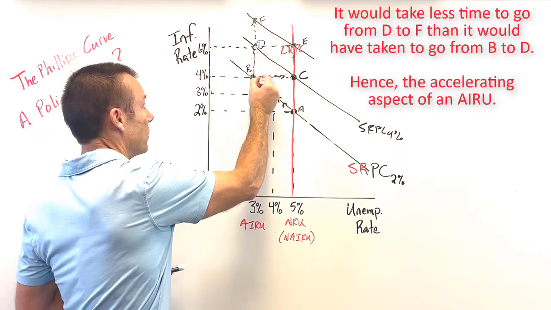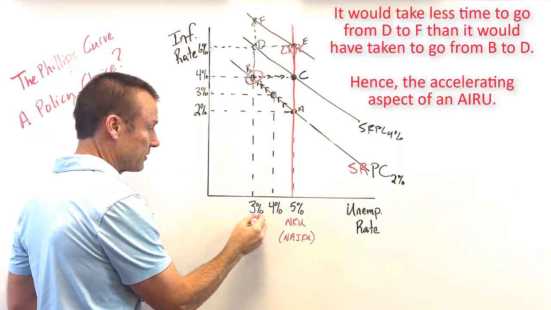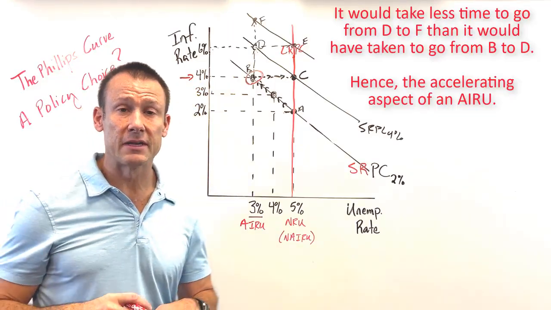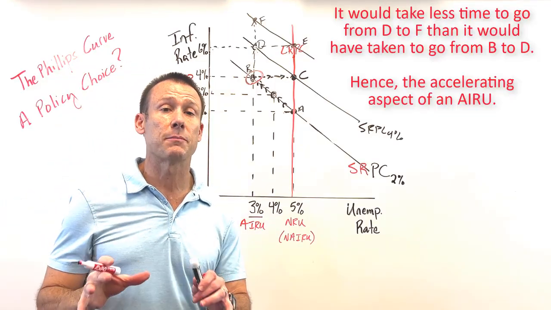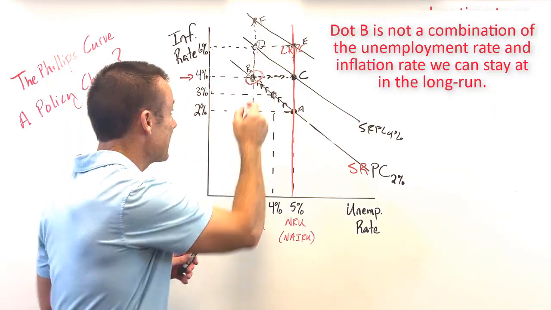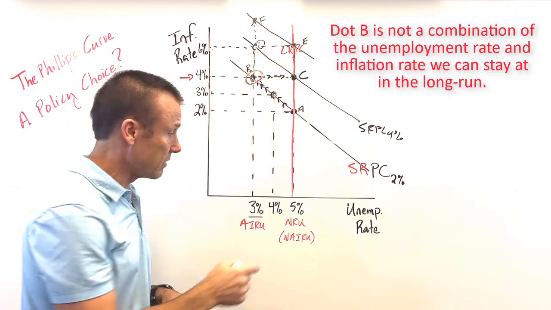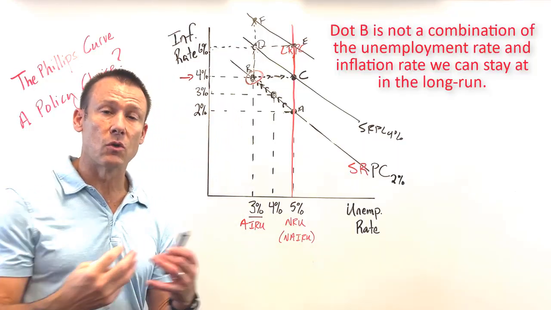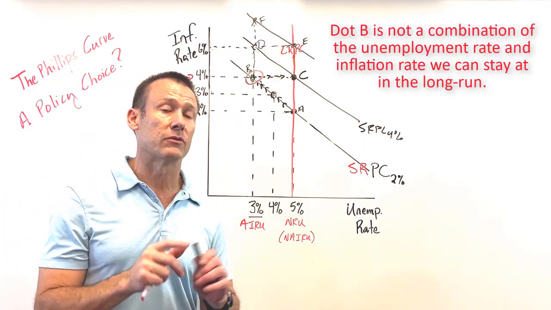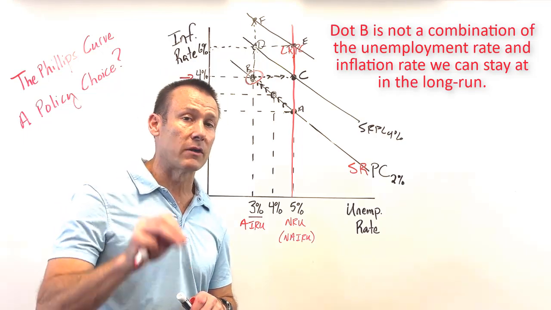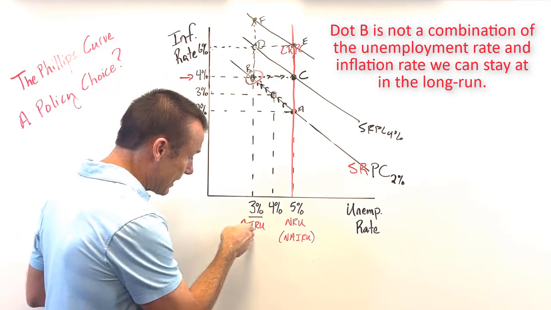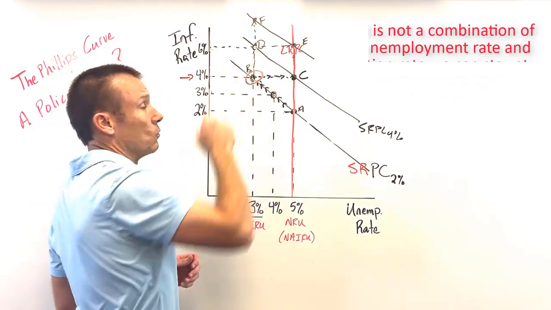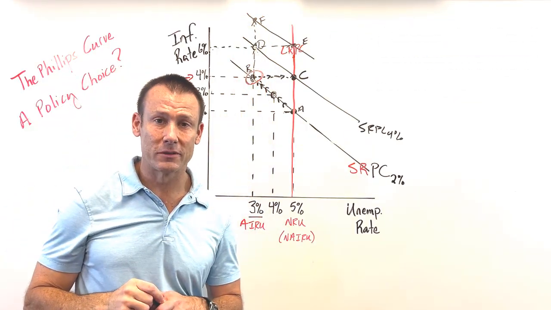We can't go with a 3% unemployment rate and a 4% inflation rate in the long run. It's not a policy choice in the long run. We can't go with that because our natural rate of unemployment is 5%, and that is a NAIRU. That's the lowest the unemployment rate can get without the inflation rate beginning to accelerate upwards. If we try to stay at 3% in ARU, that inflation rate will accelerate upwards.